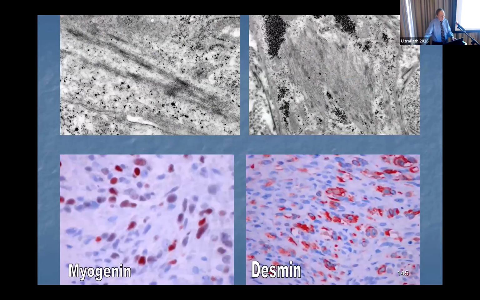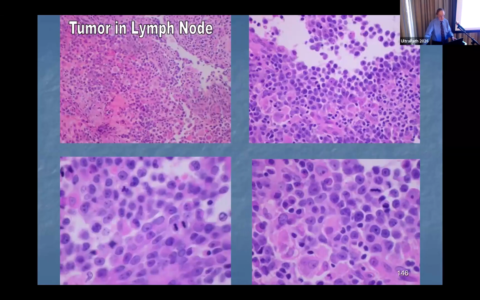And again, we did electron microscopy, and guess what? We found that we actually have all these beautiful myofilaments. We asked them to do myogenin and desmin, and those were both positive. So this fit into a rhabdomyosarcoma spindle cell type overall. And of course, it didn't have a fusion associated with infantile fibrosarcoma.